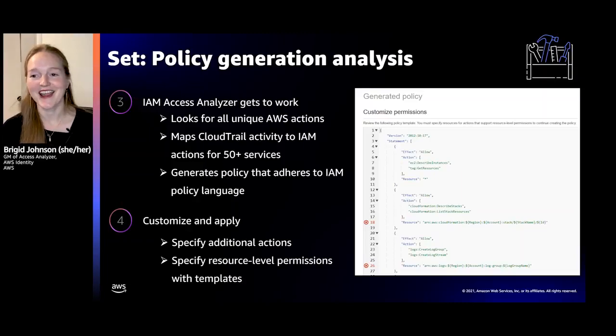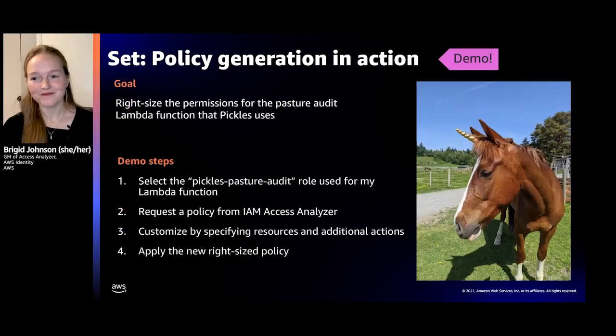So, all right. So this is a demo. Pickles is my horse, introducing Pickles for the first time in this talk. He's a little bit of a unicorn and he's quite special, but he has a pasture. In his pasture, he has, you know, a little shelter, water, hay, and he likes to audit his pasture. He likes to walk around, but he built a Lambda function for it. And so his Lambda function checks and makes sure everything's in the right place and operating as needed. But we want to right-size his permissions. Right now his permissions are a little broad. We need to right-size them.